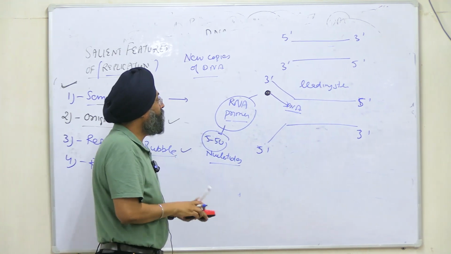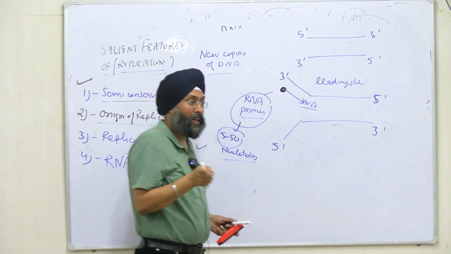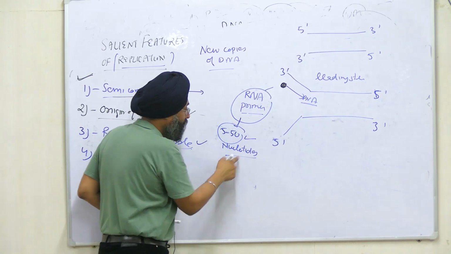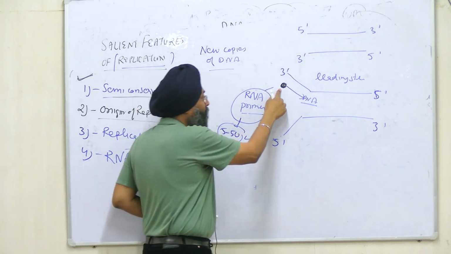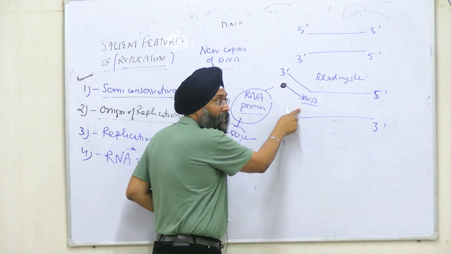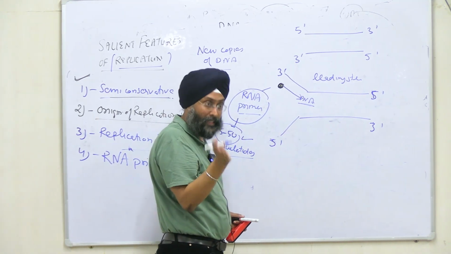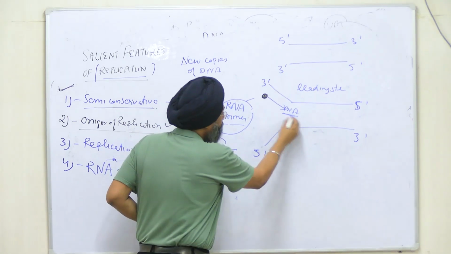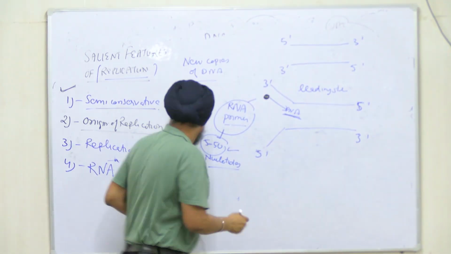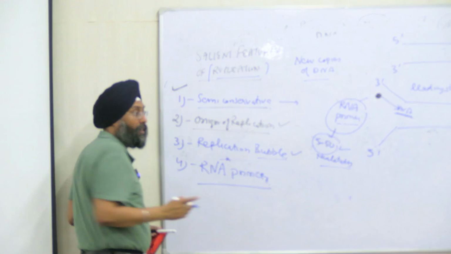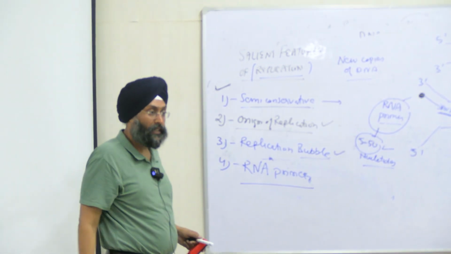Right? So when we have an RNA primer of 5 to 50 nucleotides, on this black molecule the new DNA is synthesized, because we are forming copies of DNA. That is known as replication. So new DNA is being formed on this primer, and we need an RNA primer to synthesize new DNA.